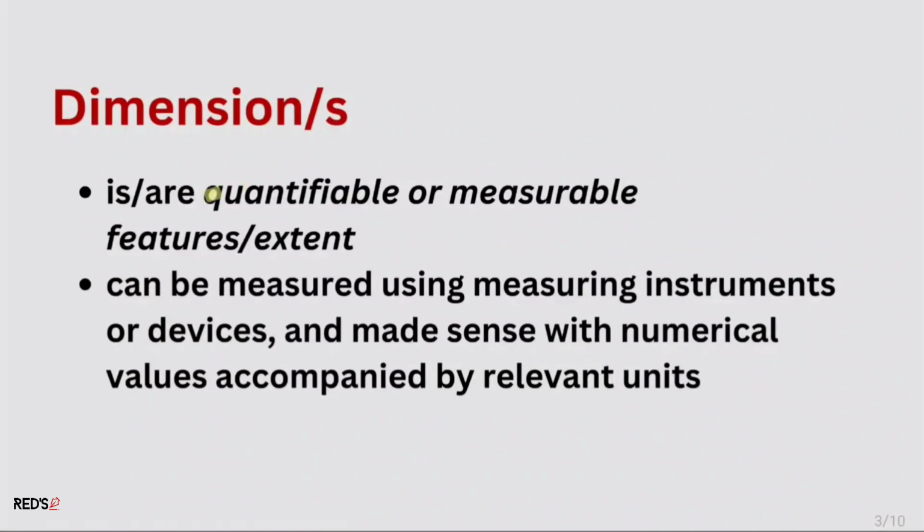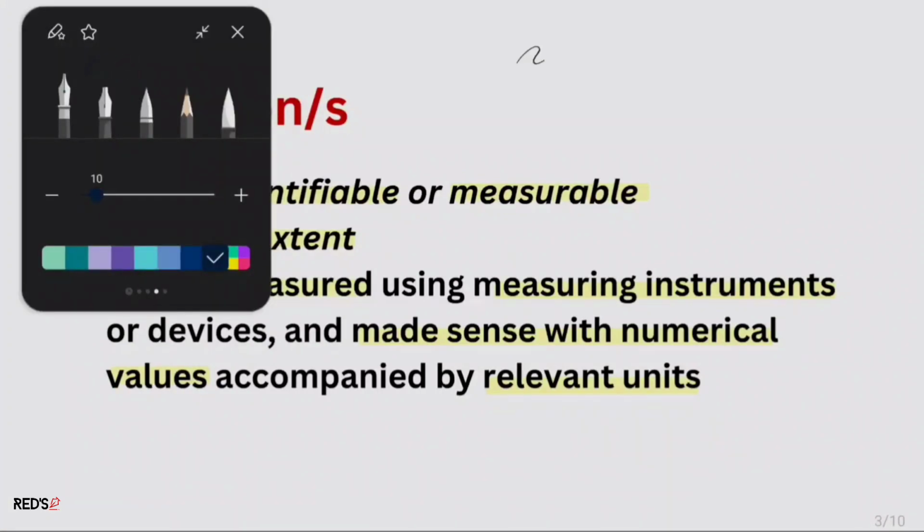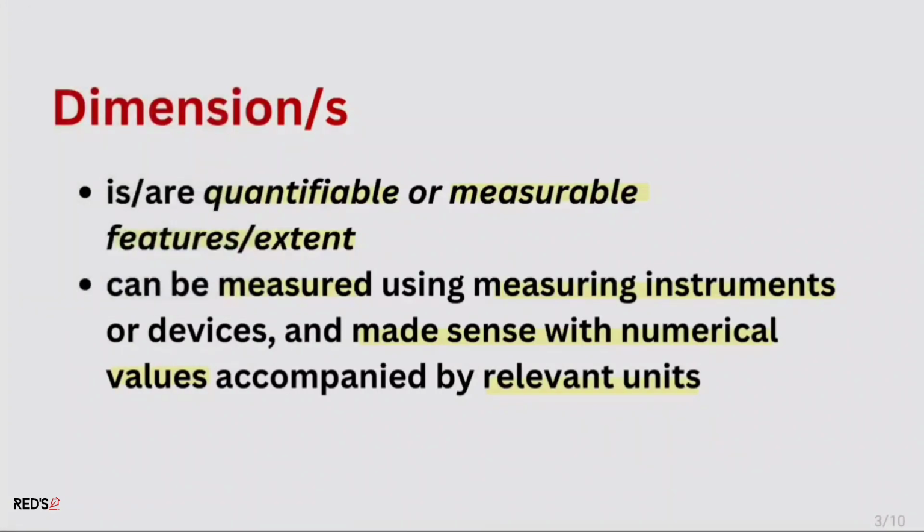Dimensions are quantifiable or measurable features or extent of maybe an object or an entity. They can be measured using measuring instruments or devices and made sense with numerical values accompanied by relevant units. Now, this sounds a mouthful, but this is just a simple idea or a simple concept. So, let's try to make sense of that using this example here.